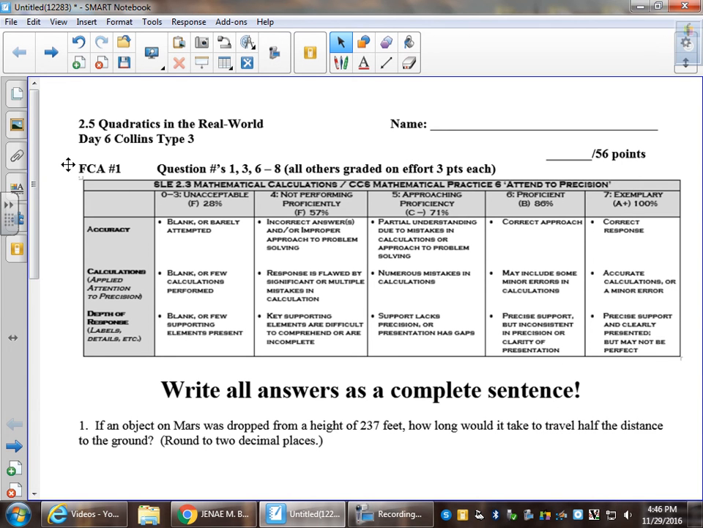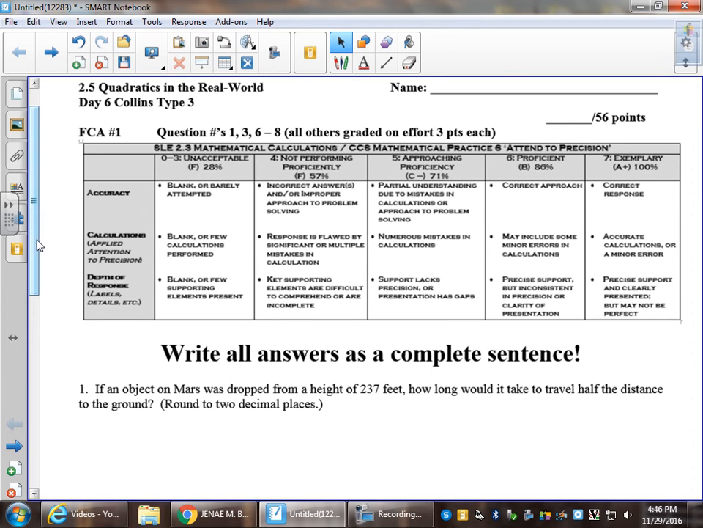Hello, everybody. We are on day 6 of our 2.5 section, solving quadratics. And the focus of today really is working in the real world. So these will be hint notes for each question if you were not sure how to start.